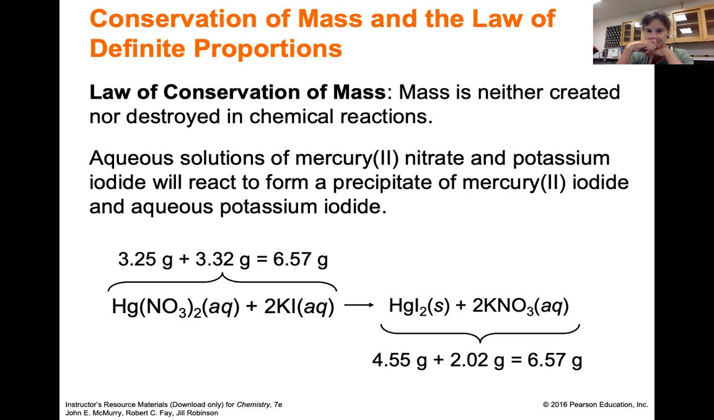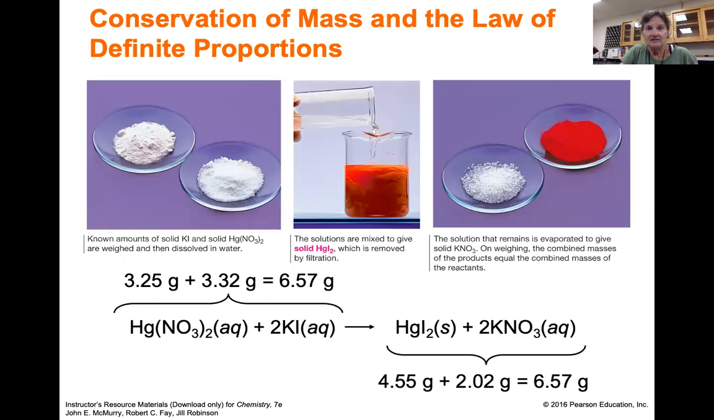And so when you look at this, if you add together all of the mercury 2 nitrate and the potassium iodide that reacts, and then you add together all of the mercury 2 iodide and the potassium nitrate that you make, those two numbers have to be equal to each other. And that's just the law of conservation of mass, that mass is not created nor destroyed if it's just a chemical reaction. The conservation of mass and the law of definite proportions. So this is just going through that again, showing you it in a visual, but it's exactly the same equation at the bottom.